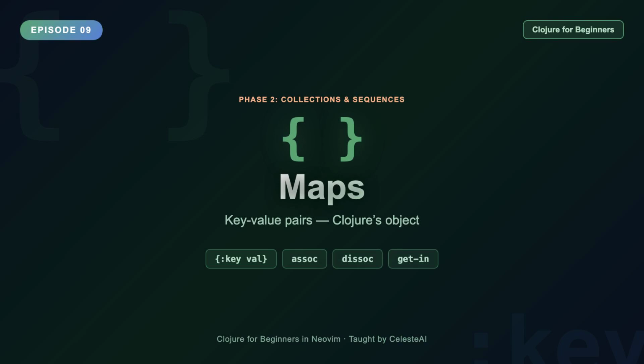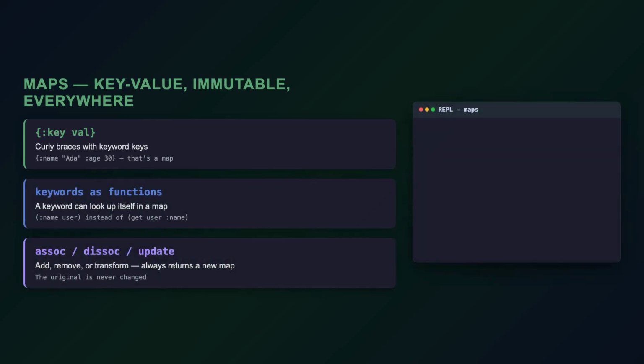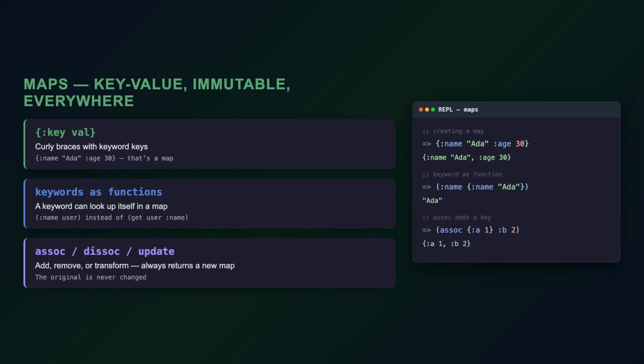Maps, key value pairs everywhere. Maps are the most common data structure in Clojure. Keyword keys, assoc, dissoc, update, and get-in for nesting. Every operation returns a new map.